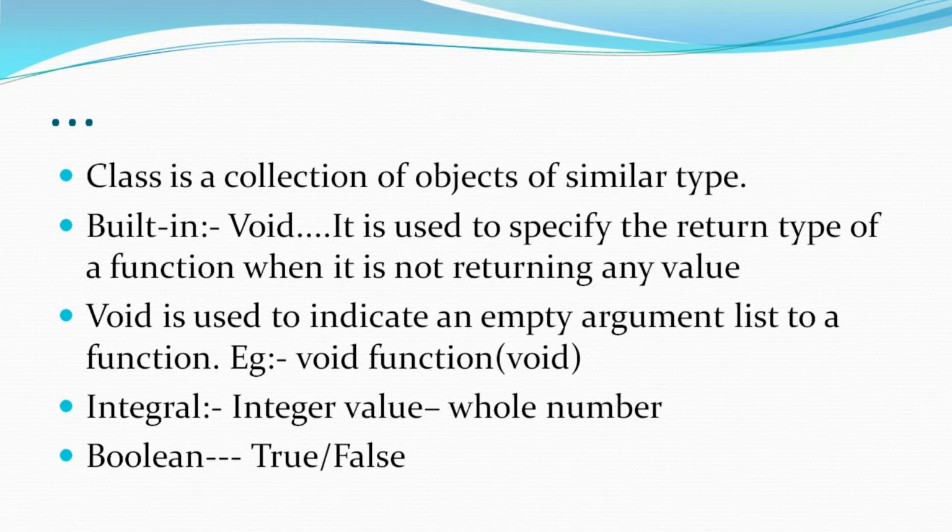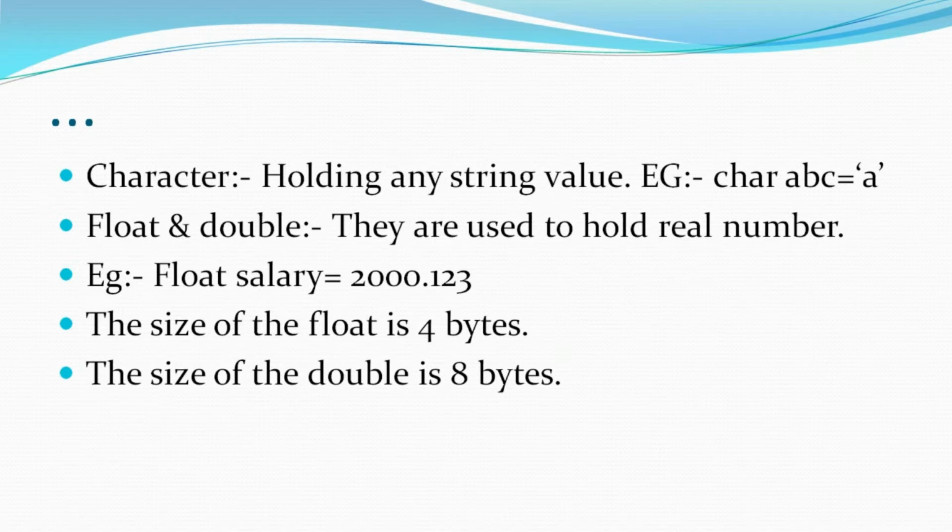It means our function's argument list is empty. So here again, void is used. Integral values hold any integer value, which is in fact a whole number. Boolean is true, false. Character holds a string value, for example, char ABC is equal to A. Float and double are used to hold real numbers.